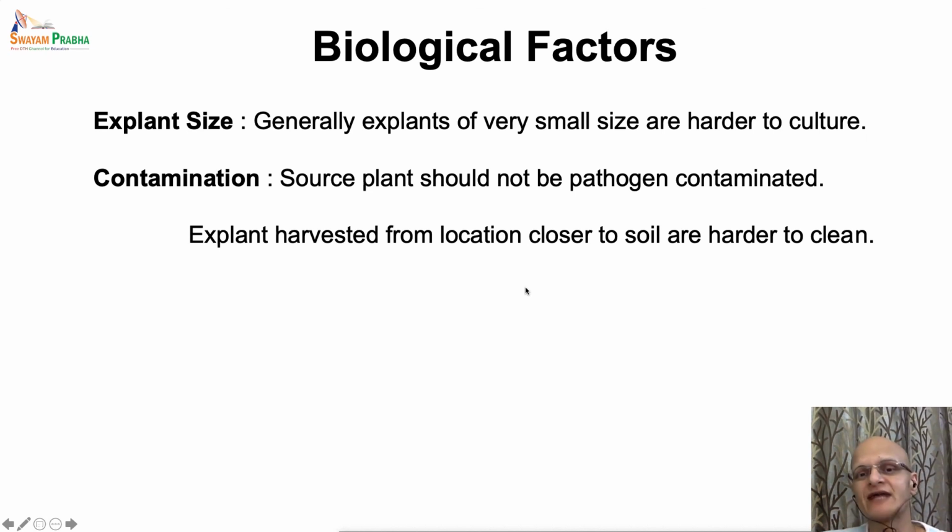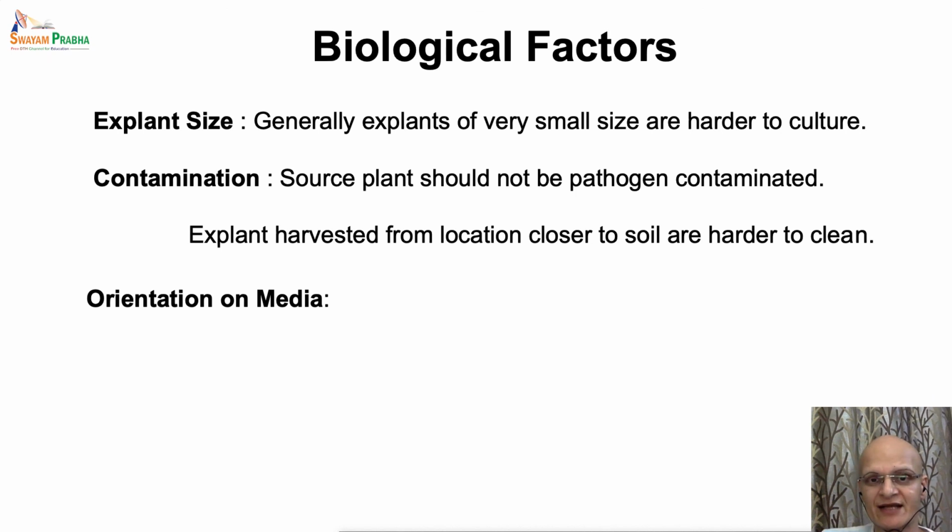In addition, the location of the explant on the source plant also matters, specifically if they are field grown plants. If the explants are harvested from locations closer to the soil, they are harder to clean. There may be more infections on these tissues closer to the soil as compared to tissues which are away from the soil, towards the tip of the plant. So it is always a good idea to harvest explants from tissues located away from the soil. Typically, an aseptically grown seedling would be the best source, and location would not impact in that condition.